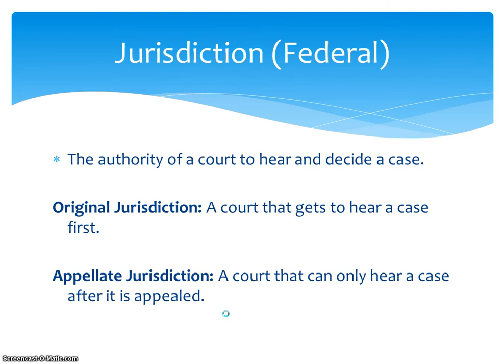First thing we need to discuss is jurisdiction. Again, we're going to talk about the federal level, but jurisdiction applies at the federal, the state, and local levels. Jurisdiction is simply the authority of a court to hear and decide a case. So if a court has jurisdiction, that just means they have the right to hear that case. It's kind of like having the right to own property, the case being property.